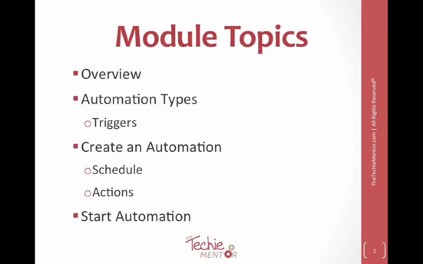So we're going to do an overview. We'll look at the different types of automation and the different triggers. We'll look at how to create an automation, how to schedule it, what actions for it to take, and then how to turn on an automation. Similar to a broadcast, you actually have to turn on or schedule, if you will, the start of an automation.